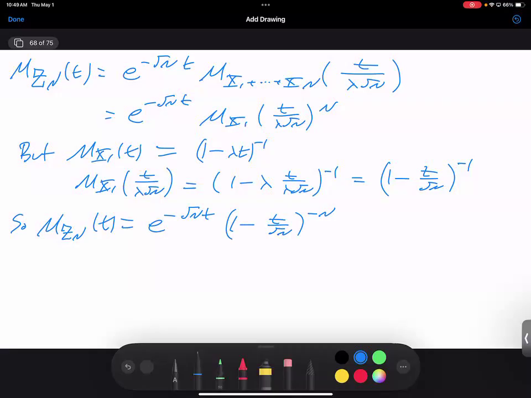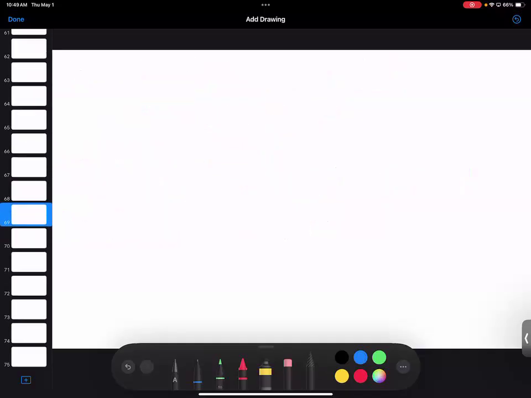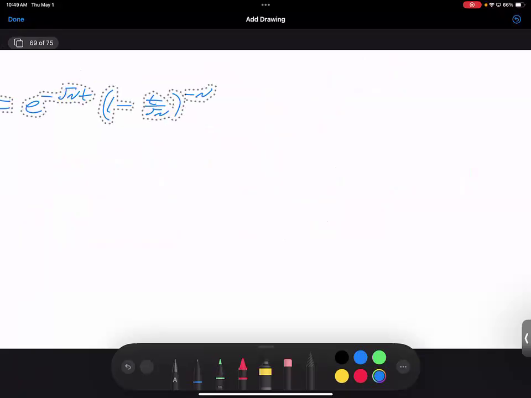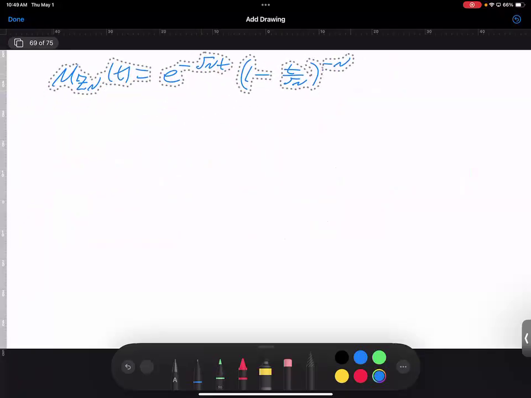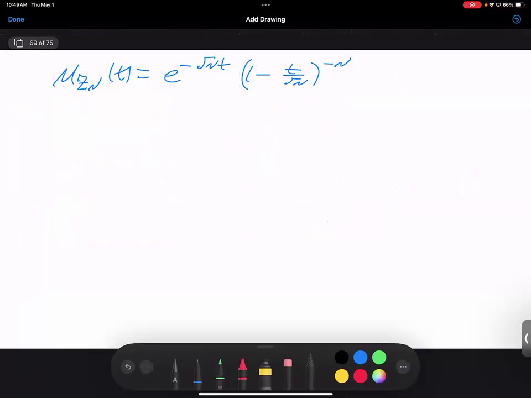What should we do now? How should we figure out what happens as n goes to infinity? You should have a Pavlovian response at this point. It's deep enough in the semester. What should you do? Take a logarithm, right? So if we take a logarithm, we would get the log of the moment generating function of Zn of t.